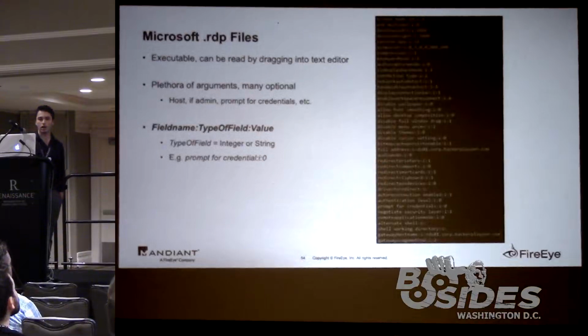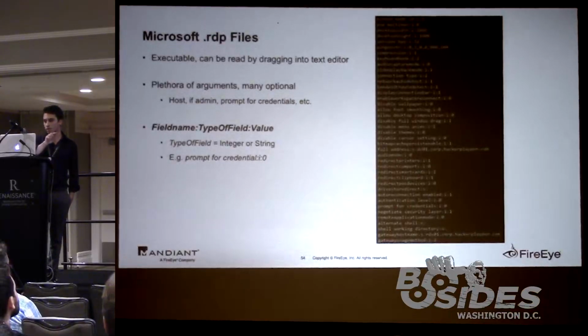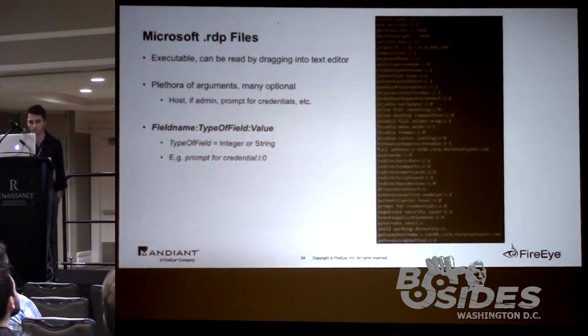So this is what an .rdp file would look like. If you open it in something like Sublime Text, you'll see all the arguments that it provides. If you saw this RDP file on your desktop and double-clicked it, it would begin to open up an RDP session to a remote host. But within it is all the arguments that it takes, essentially.